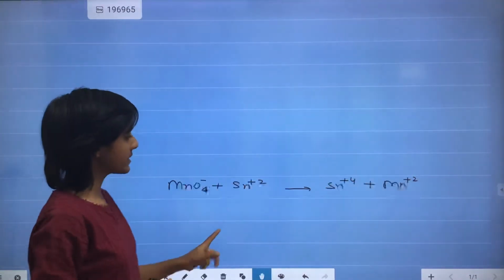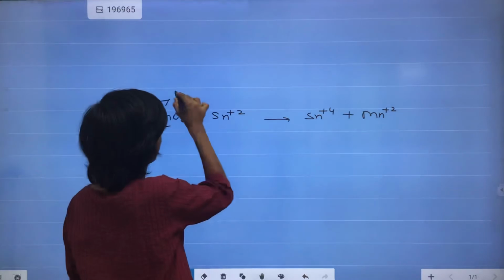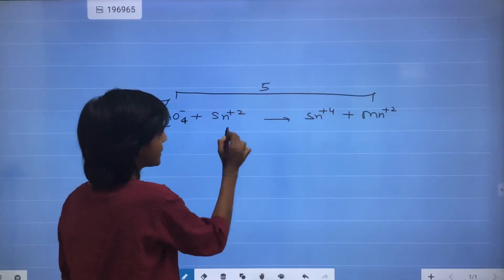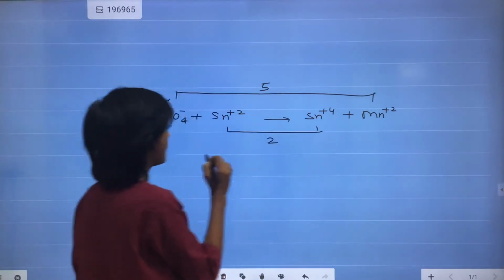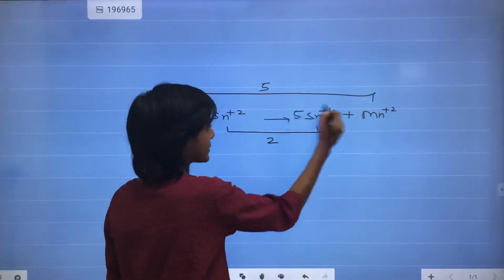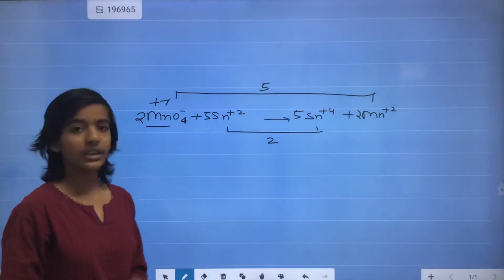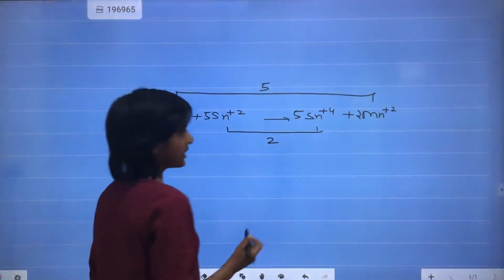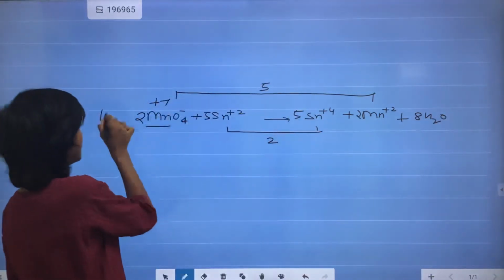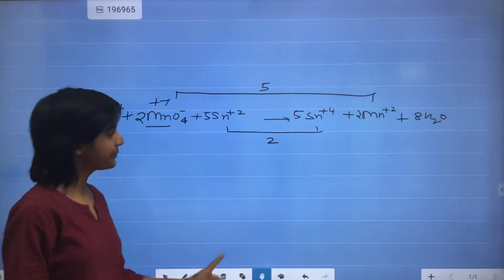Then the next is this. The oxidation state of Mn is +7 and here it is +2, a difference of 5. +2 and +4, so there is a difference of 2. Means 2 moles of MnO4 minus oxidizes 5 moles of Sn plus 2 in acidic medium. And if we talk about oxygen, here the oxygen is 2 into 4, which is 8 H2O, and it is 8 into 2, which is 16 H plus. So the reaction is balanced.